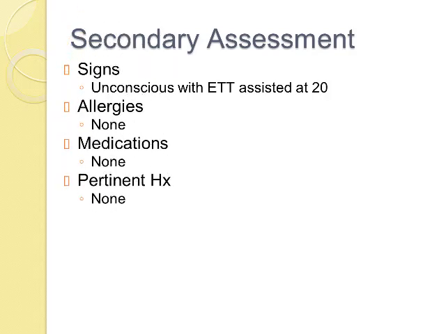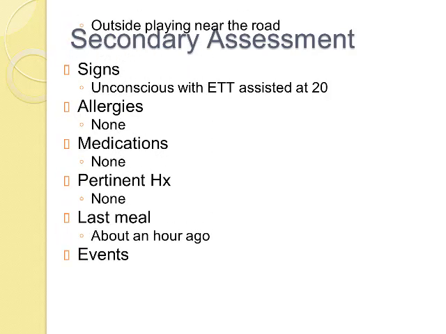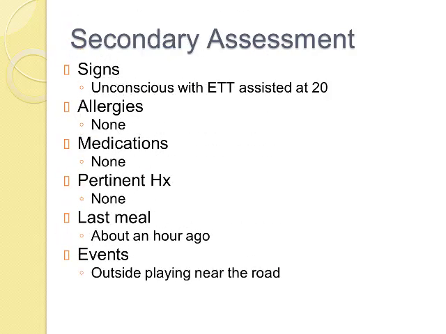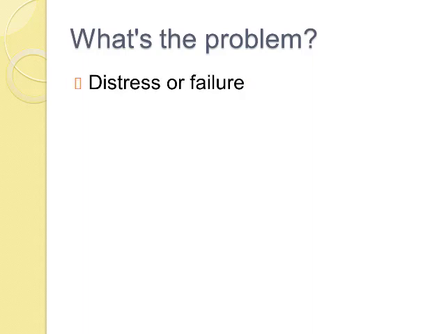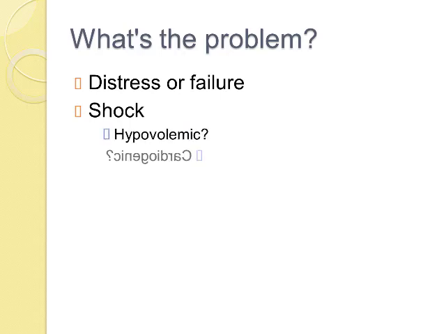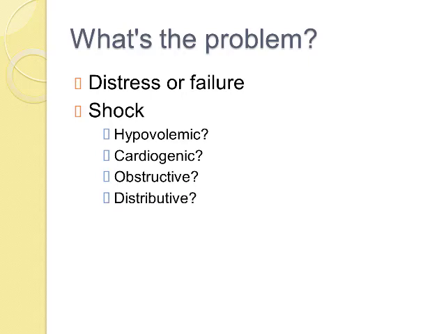So, he's unconscious, being assisted at 20, about an hour ago, and he was outside playing near the road. Okay. So, what's the problem? Distress or failure? Well, probably failure from trauma. Is he in shock? Yeah, but what kind? There's 4 kinds that we're going to talk about briefly. Hypovolemic, cardiogenic, obstructive, and distributive.